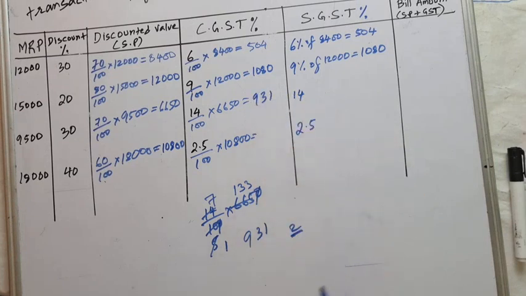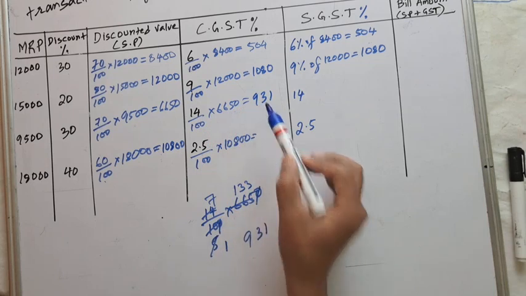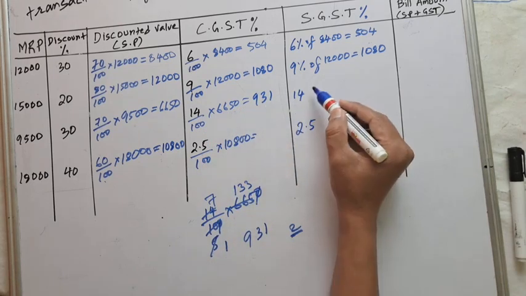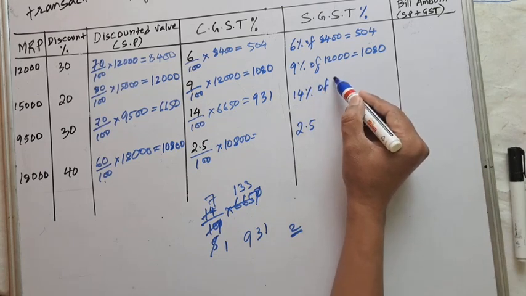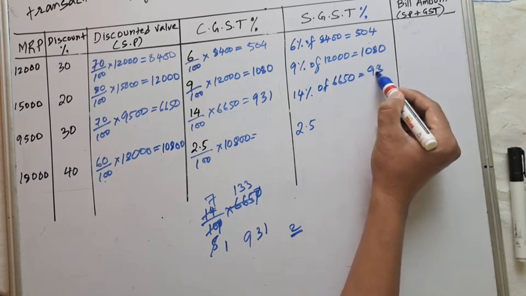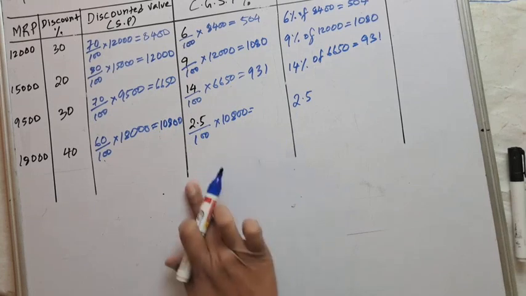931. 14% of 6650 means 931. So when CGST is 931 rupees, SGST will also be the same. 14% of 6650 is 931. Similarly, let us calculate the last one.